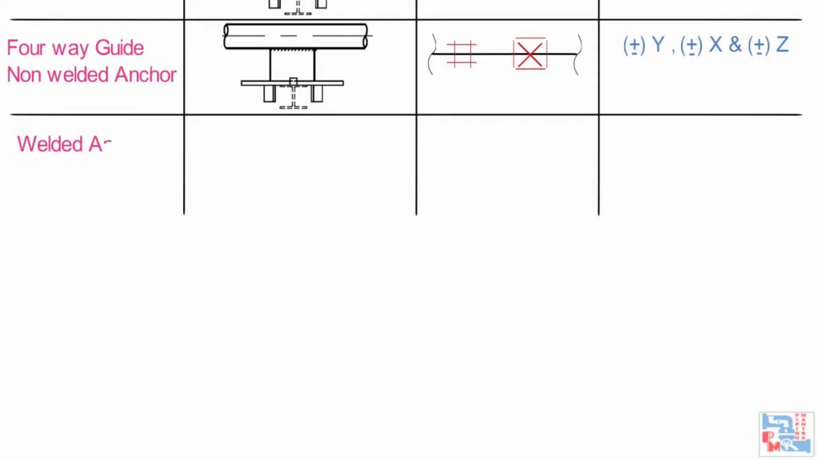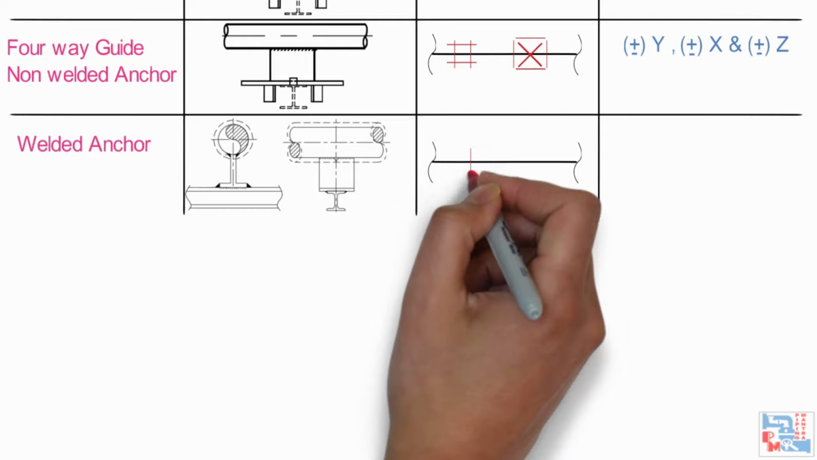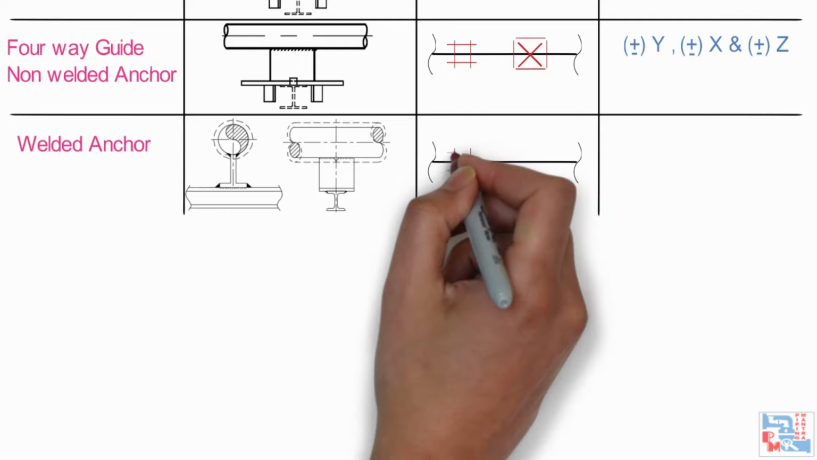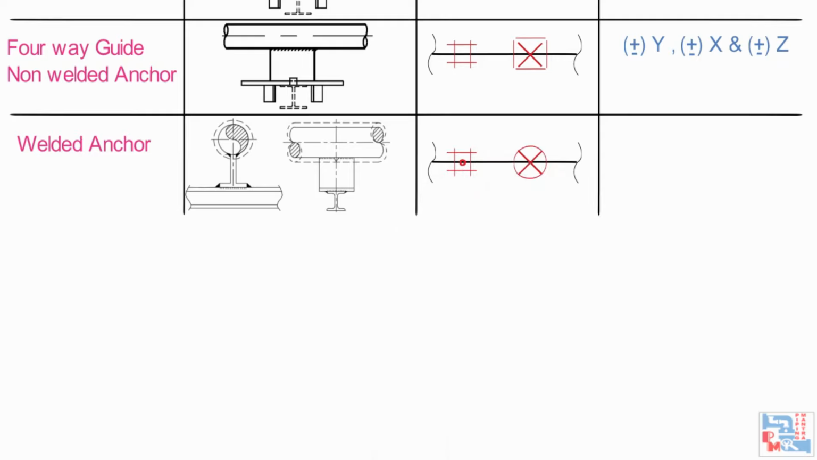Next is welded type, anchor. This type of support prevents total movements, that is, linear as well as rotational. This type of support is used when it is absolutely essential to prevent any movement or force being transferred further. It causes heavy loading on support as well as pipe.